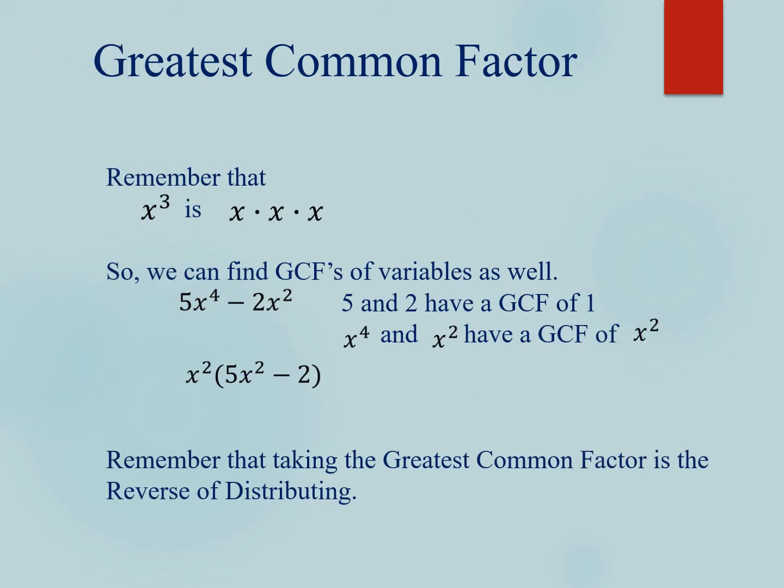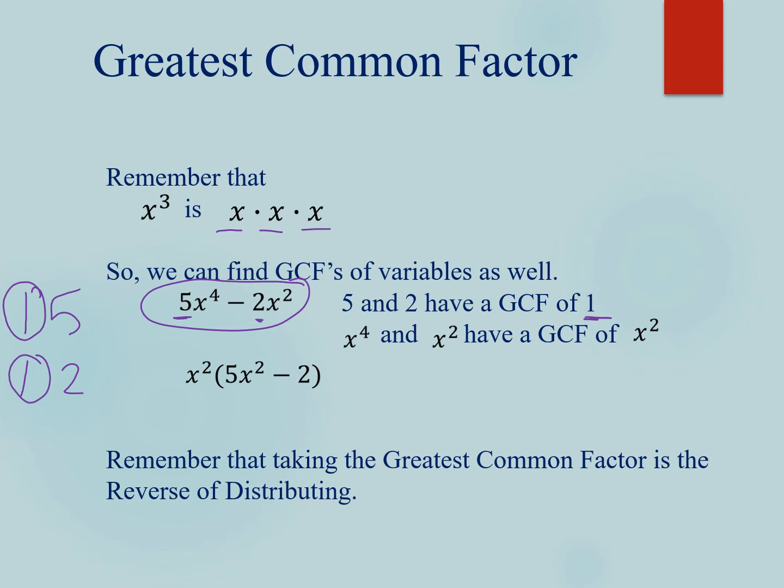Now you are going to see variables in here. So a few things you need to remember is that x cubed really means x times x times x. I have 3 of those x's. Okay, so you're going to see something that looks like this, 5x to the 4th minus 2x squared. Well, I want to think about the numbers first, so 5 and 2. If I list the factors of 5, it's 1 and 5. The factors of 2 are 1 and 2. So the greatest common factor they have is 1. Okay, so 1 is the number.